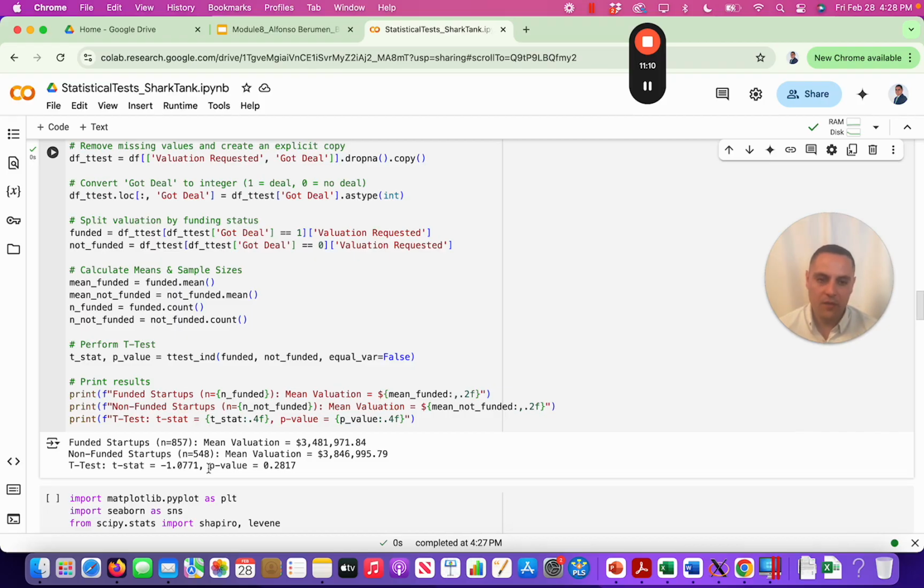We can also look at confidence intervals as well. But when we think about the p-value, we'll look at, is that p-value less than 0.05? And in this case, it is not. So we can't reject this null hypothesis. In other words, it doesn't appear that there's a statistically significant difference in the valuation requested for those that got a deal versus did not get a deal.